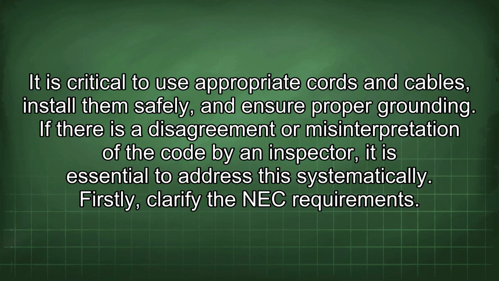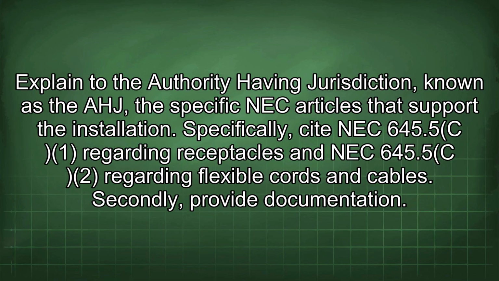If there is a disagreement or misinterpretation of the code by an inspector, it is essential to address this systematically. Firstly, clarify the NEC requirements. Explain to the authority having jurisdiction, known as the AHJ, the specific NEC articles that support the installation. Specifically, cite NEC 645.5 regarding receptacles and NEC 645.5 C2 regarding flexible cords and cables.